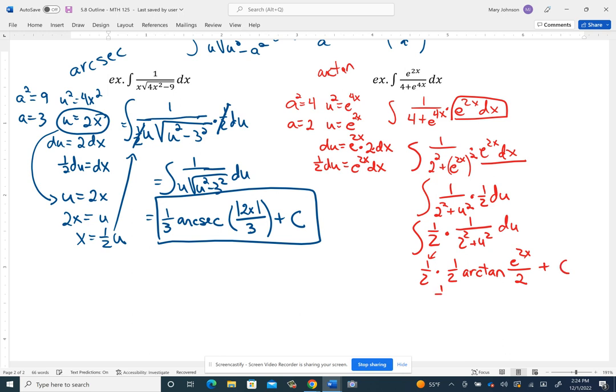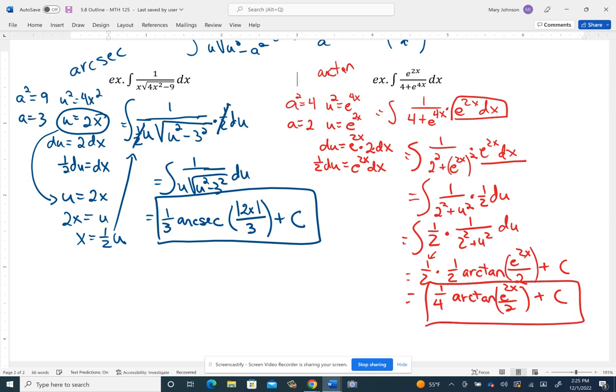And then there's only a little cleaning up, which is 1/4. And I'll have 1/4 arctan e to the 2x over 2. We put parentheses so you see that, plus c. And that's not multiplied, that's the input to the arctan function. And that would be your answer. And that's the extent of what we're doing with section 5.8.